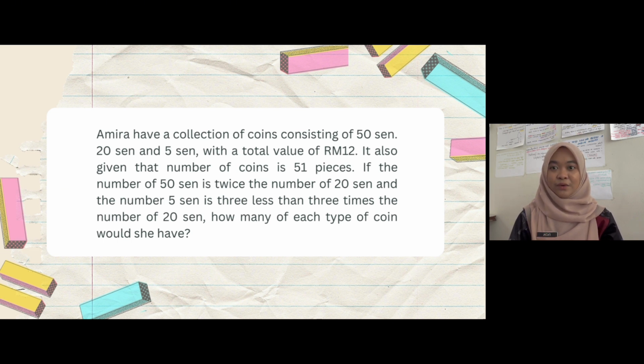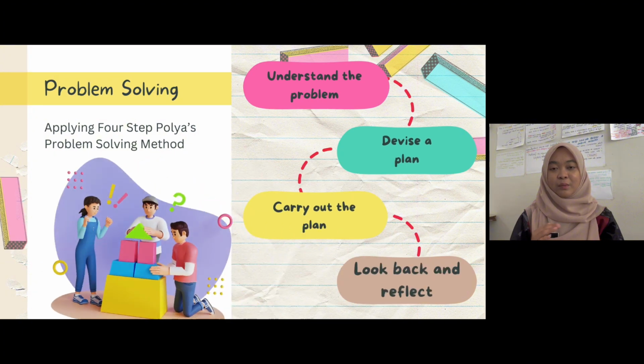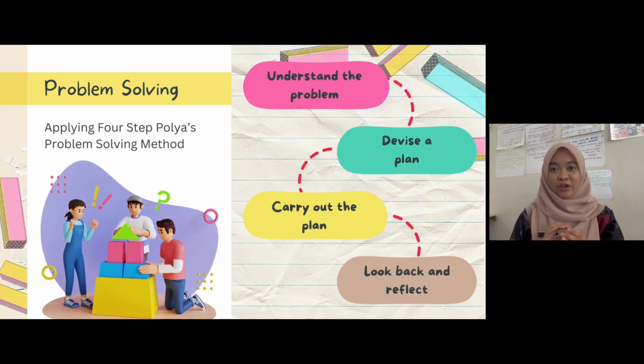If the number of 50 cent is twice than the number of 20 cent and the number of 5 cent is 3 less than 3 times the number of 20 cent. So how many of each type of coin would she have? Next, we are going to go to the problem solving. In order to solve the problem, I am using Polya's problem solving technique, which have 4 techniques.